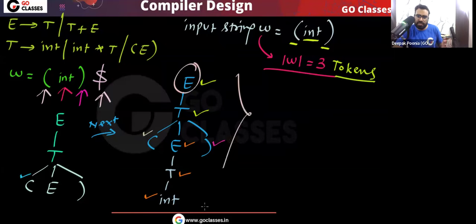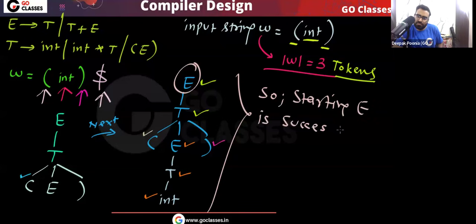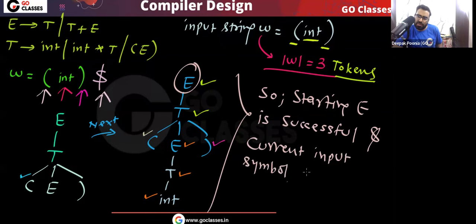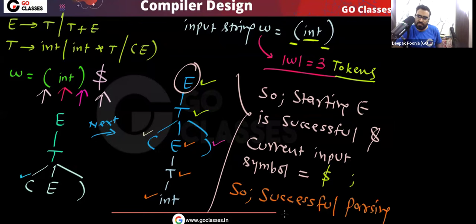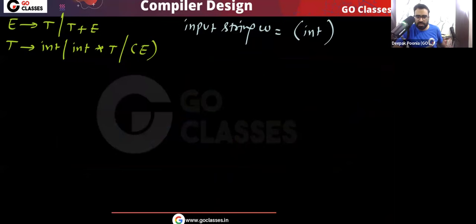Finally, you can see the starting point is successful and the current input symbol is dollar. What does it mean? The starting E is successful, and the current input symbol is dollar now. So what do you say? Successful parsing. I hope you understood. Very easy. Okay, so that's it, we have seen this.